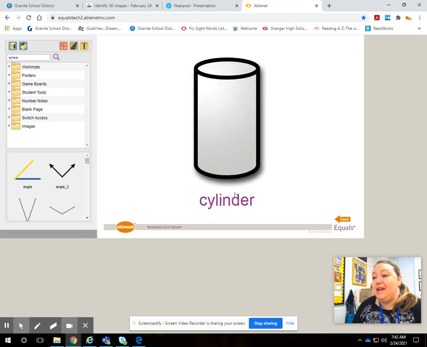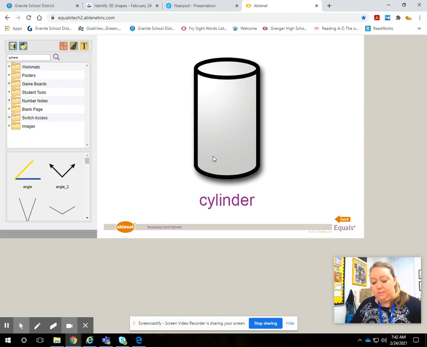Our next shape is called a cylinder. Now, a cylinder is interesting because it actually has a circle on the top and a circle on the bottom, and it's joined and goes around like a tube. Okay, so anytime that we have a tube type structure, that's going to be a cylinder. Okay, so I'm going to show you some examples of a cylinder.